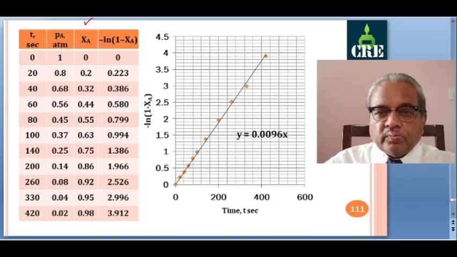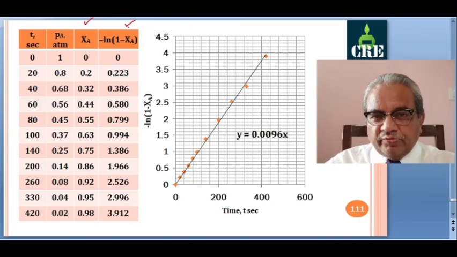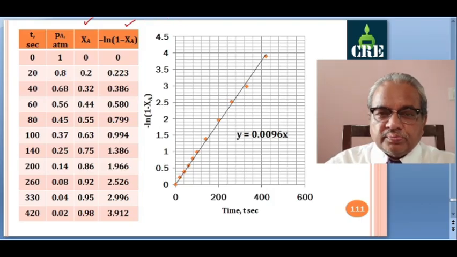Then minus ln of 1 minus Xa. So kinetics is not known. So first we will test it for first order. If it is not fitting, then we can go for second order and so on. So we'll start with trying simple first order here.